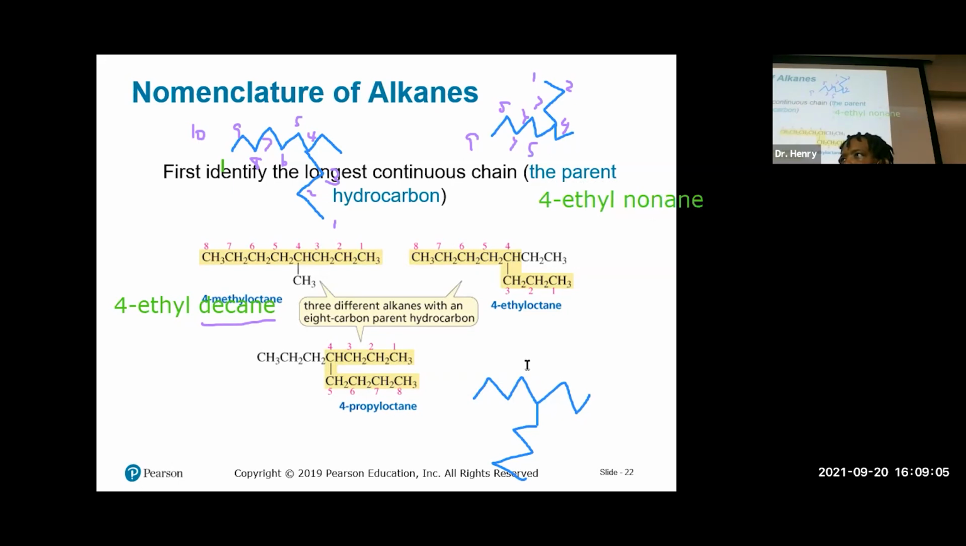Okay. What about this last one? Okay. 1, 2, 3, 4, 5, or 1, 2, 3, 4, 5, 6. So 5 is the shortest distance. So you said 5-propyl decane. Are you sure it's decane? 1, 2, 3, 4, 5, 6, 7, 8, 9, 10. Okay, 5-propyldecane.